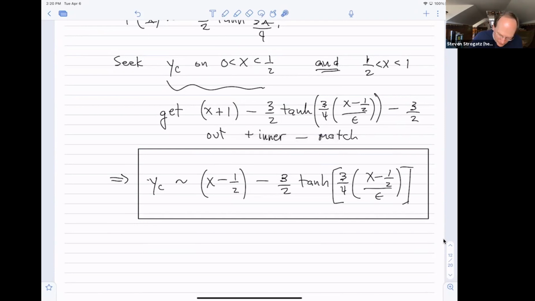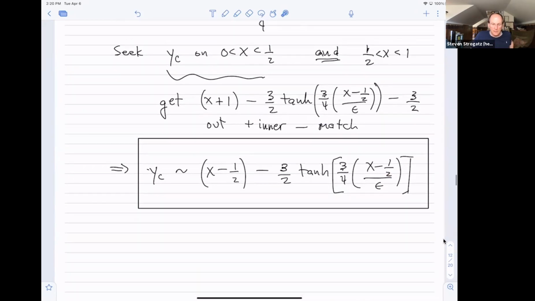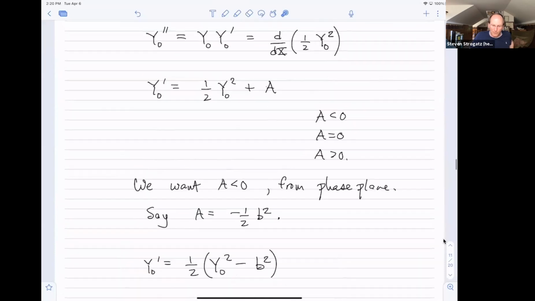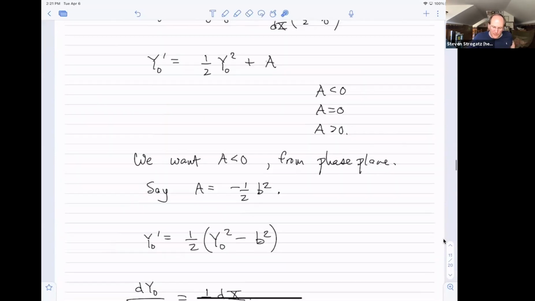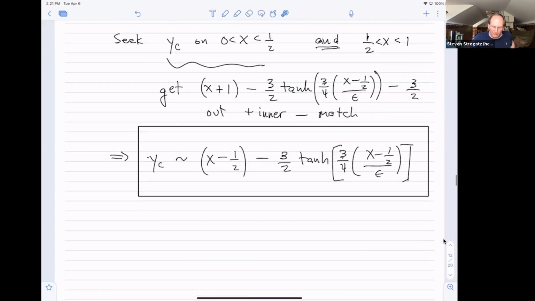This whole equation is odd about the point x equals 1/2. Tanh is an odd function, x is an odd function. This whole thing has odd symmetry about x equals 1/2, y equals 0. Right, I mean, you can sort of see it from the picture. This shape is odd about this point. So there it is. So that's a full solution of the interior layer and the outer and everything all put together.